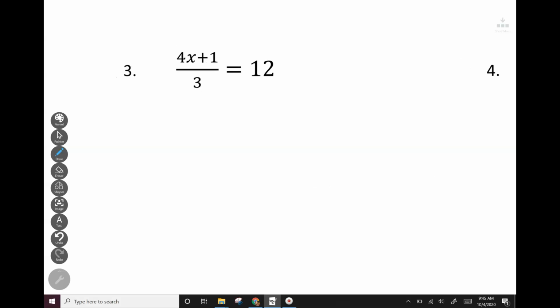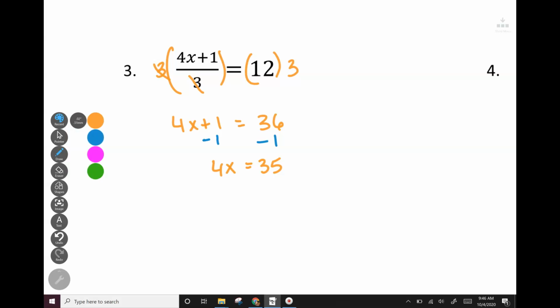Moving along, number 3. So if you have a number in the denominator, you will want to multiply by that number on both sides to get rid of it. So we'll multiply by 3. Multiply the whole thing by 3. So that cancels. 3 divided by 3 is 1. So we have 4x plus 1 equals 36. Subtract the 1, moving everything that does not have an x to one side and everything that does have an x to the other side. So 4x equals 35. Divide by 4.